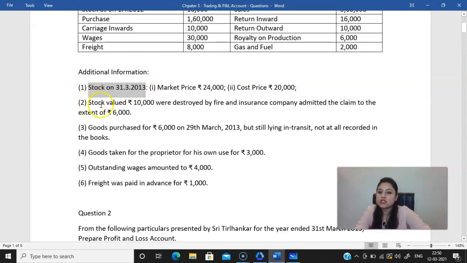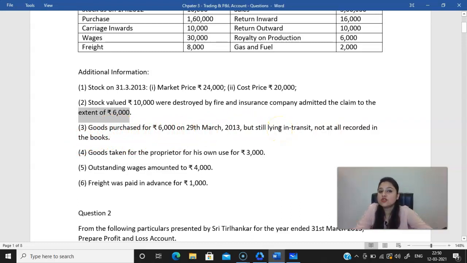Accordingly we will be solving and mentioning the value of closing stock in the books of accounts. Here, stock of rupees 10,000 was destroyed by fire and the insurance company admitted the claim to the extent of 6,000. So the remaining 4,000 becomes the loss of the company, and accordingly we have to account for the same. Then goods purchased for rupees 6,000 are still lying in transit and have not been recorded in the books. So how do we treat goods that are still lying in transit?